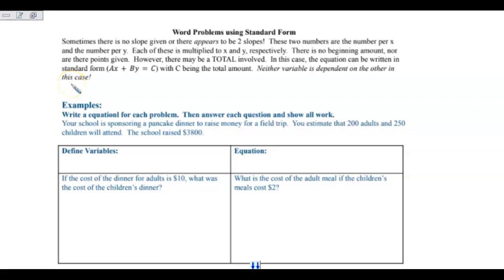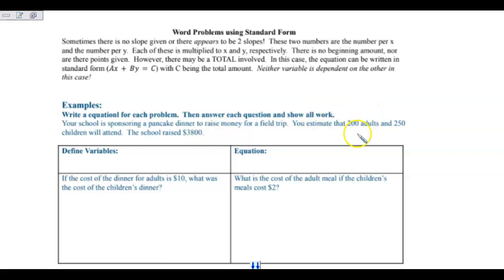Okay, so it's written just a little bit differently. So when we write our equation for each problem, we're also going to then check our work and everything. But we need to look at the word problem itself. Your school is sponsoring a pancake dinner to raise money for a field trip. You estimate that 200 adults and 250 children were going to attend, and the school raised $3,800.